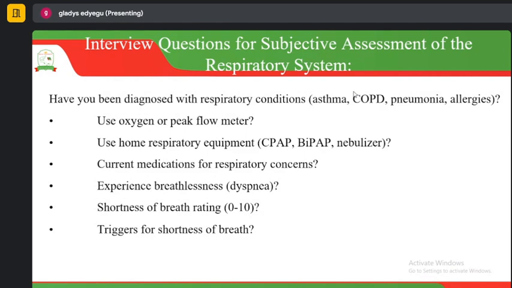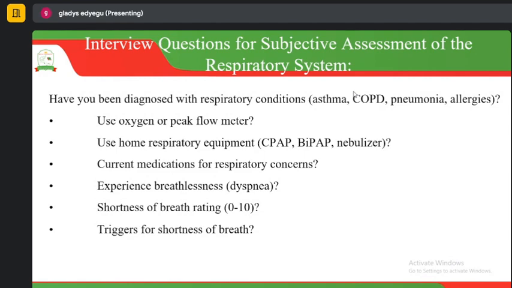So you have to ask them about the use of oxygen or peak flow meter. You also need to know if they use home respiratory equipment like the CPAP. Most of us may have seen this, and we use them basically. Most cases we see them in the neonatal unit, and this one can help in making the lungs keep expanded, and the patient can have continuous breathing in case of any issues that affect the respiratory system.